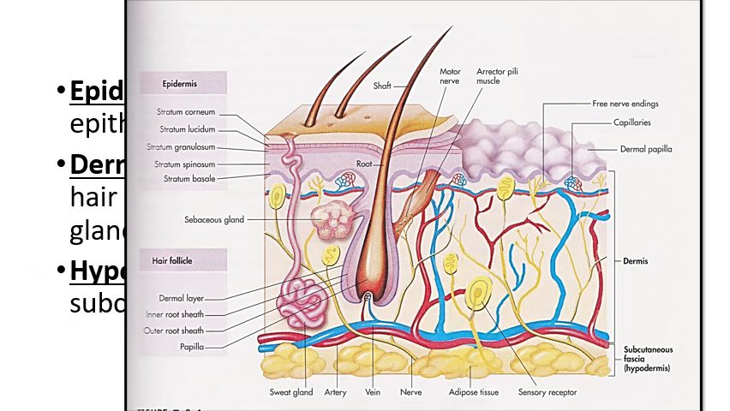Okay, so here's a diagram. So up here we have the epidermis, this layer that kind of goes like this, right? So that is all this kind of bumpy layer here.